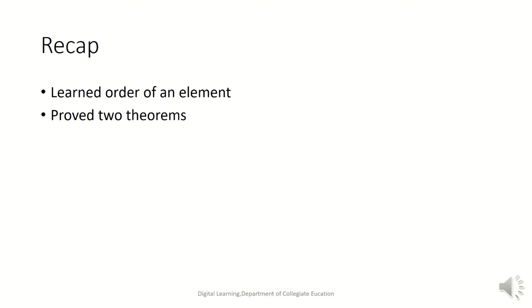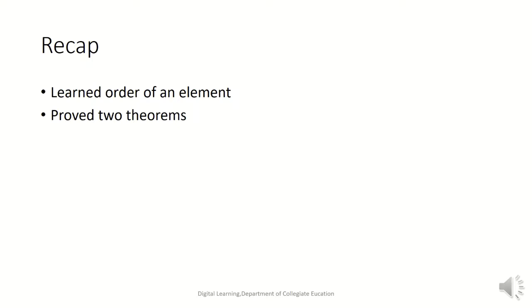In the last video, you learned order of an element, definition, examples, and we proved two theorems related to order of an element. One is if G is a group, if a belongs to G, and order of a is equal to n, then order of a inverse is also n. And second one is if a is an element of a group G such that order of a is n, then a power m is equal to e if and only if n is a divisor of m.